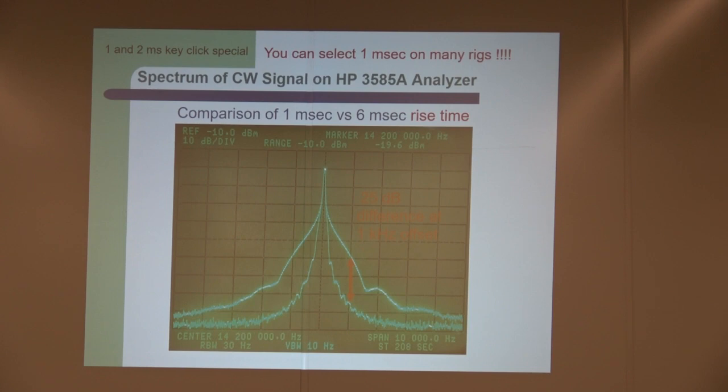Or you can slow it way down to 6. And I really like 6. Now, there's the difference: 25 dB difference in the key clicks at 1 kilohertz between 1 millisecond and 6. We need to be a good neighbor, and when we're running 25 dB terrible key clicks, we're not a good neighbor.